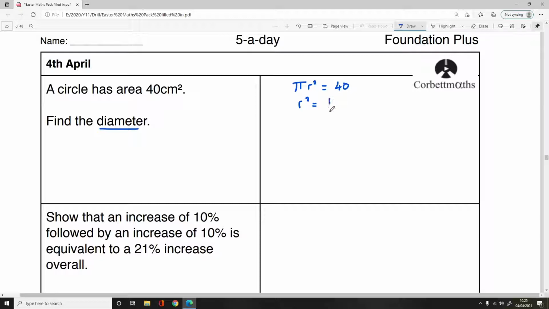And we'll get that r squared is 12.73 dot dot dot. And then we want to square root that to get what the radius is, which is 3.568 dot dot dot. And then we want the diameter. So the diameter would be 2 times that. So double it, and you get your final answer of 7.14 centimeters, because the units were centimeters squared.